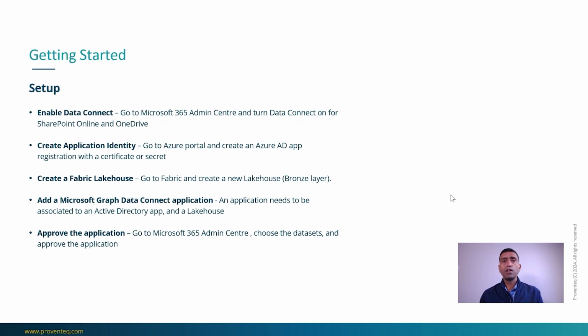This is an entity available in Azure. Once you create that, you can associate it with the Azure app registration that was created, and also with the lakehouse where you want the data to be moved into. And then you need to approve this application, and this is where the consent is put in place based on the data sets and the columns that were chosen when you set up the Graph Data Connect application. An admin will have to consent in order to approve the extraction of data.